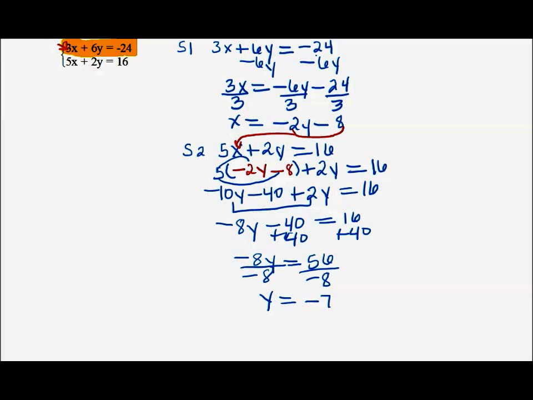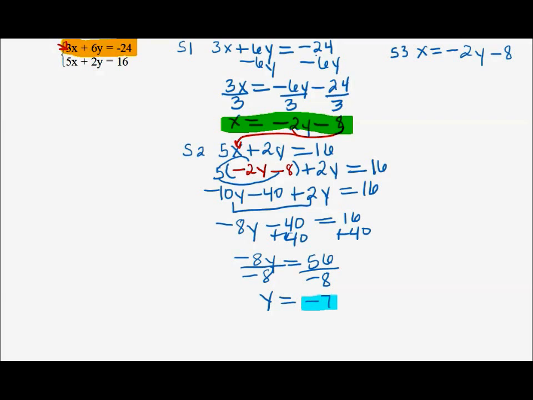Now my step 3, I think I'll do it over here. For step 3, it says to go back to step 1 and take that equation that you had in step 1. In step 1, remember we came up with x is equal to a negative 2y minus 8. So we're going to use that equation. X equals negative 2y minus 8. Well, now we're going to solve for the x value. Now that I know that y is equal to negative 7, I'm going to make that substitution, substituting it in where I have the y value here.